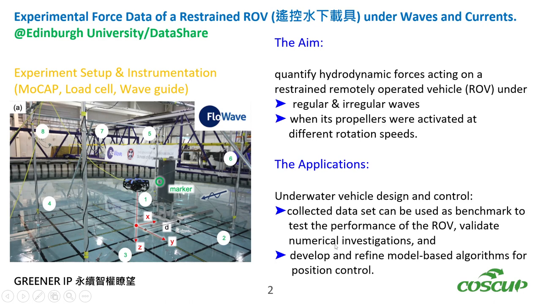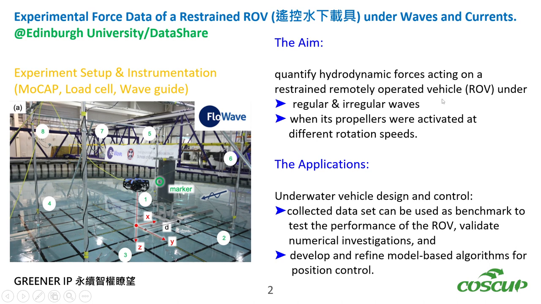If you want the ROV to freely explore the environment, of course you don't want it to be restrained by a boat, but sometimes you need it to perform a specific task, and you need stable transmission of power and data. That is when an ROV has to be restrained by a boat. And the aim of this experiment is to quantify hydrodynamic forces acting on a restrained remotely operated vehicle.